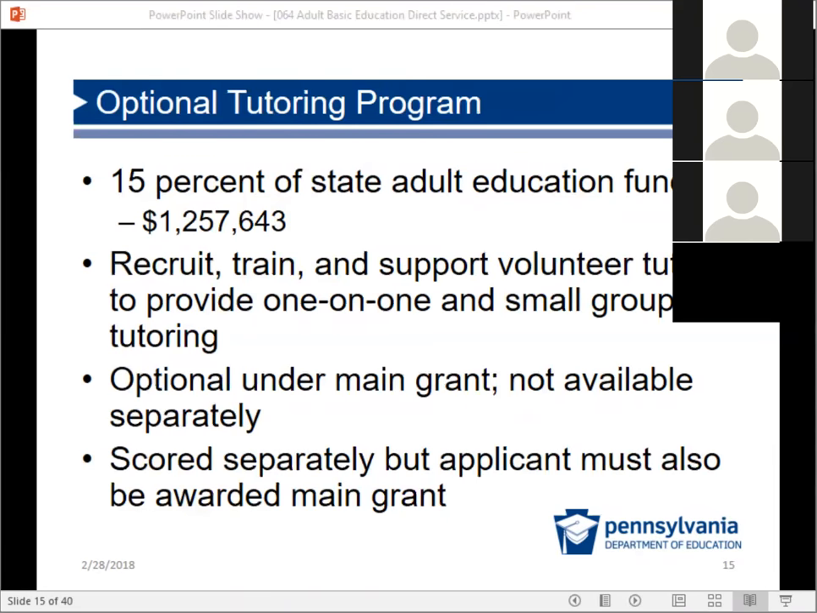The optional tutoring program funds are only available as part of the larger Adult Basic Education Direct Service 064 grant. Applicants may not apply for only optional tutoring program funds. However, review of the optional tutoring program proposal will be independent of the review of the main grant. Therefore, it is possible that applicants for federal and state funds that also apply for tutoring program funds will receive the main funds, but not the tutoring program funds.